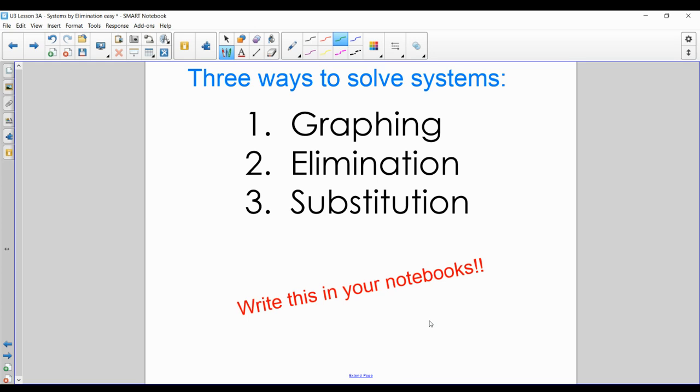All right, take a minute to write this into your notebook. There are 3 ways to solve systems of equations: graphing, elimination, or substitution. If you need a minute, please pause the video.